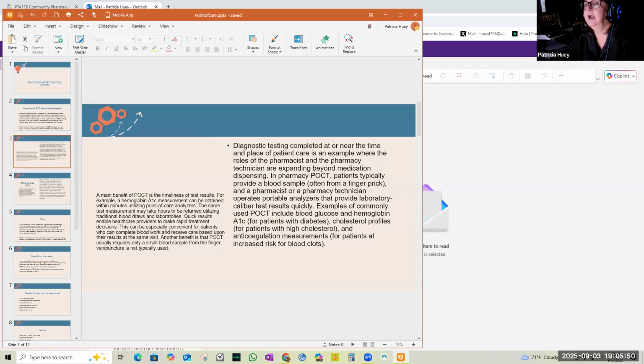The same measurement may take hours to be returned if they were to be sent to a laboratory, which of course then you're talking about, well, if that is a high A1C and it needs to be lowered, obviously you can't lower it really quickly, but treatment is delayed. So this enables our healthcare providers to make rapid treatment decisions. They can also be convenient for patients who can complete blood work and receive care based on the results at the same visit. So you're going to see that sometimes in the doctor's office, you might see it in an outpatient clinic, you might see it in the pharmacy, community retail, or hospital.